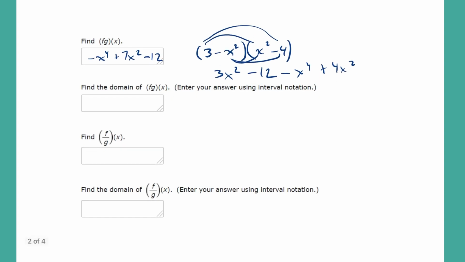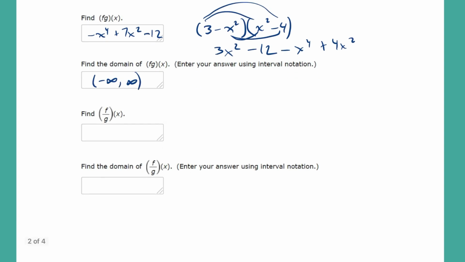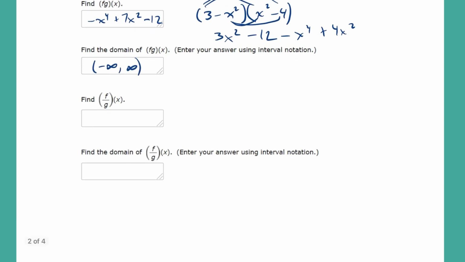And same thing, there's two polynomials. Whenever you're dealing with polynomials, the domain is going to be all real numbers. And finally, the quotient is going to be the f function divided by the g function. And there's really nothing you can simplify here. You could factor the denominator, but that's not going to help us out in any way. So I would just leave it the way it is.